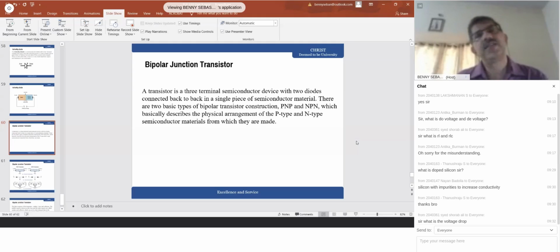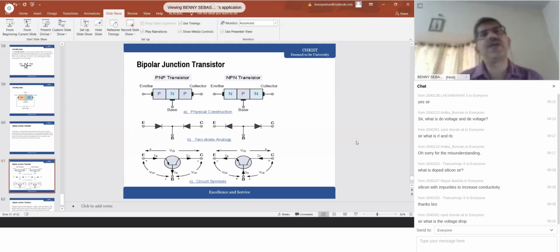See, a transistor is a 3-terminal semiconductor device, with 2 diodes connected back to back in a single piece of semiconductor material. So a silicon transistor is a 3-terminal device, and there are 2 junctions. There are 2 types, PNP and NPN. There are 3 regions, from each of which 1 terminal is taken, and you call these the emitter, base, and collector. Go through the PNP transistor and NPN transistor. Hope you are with me, and have not switched off and gone away.